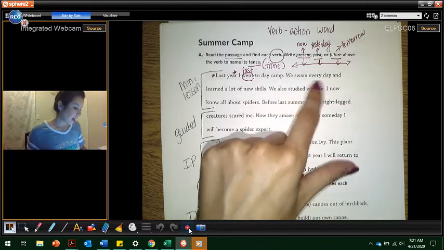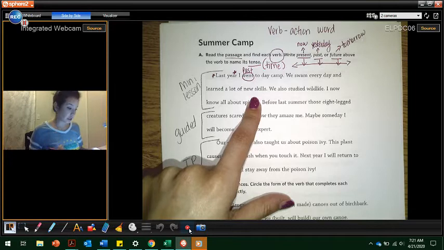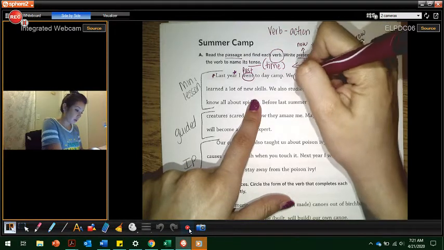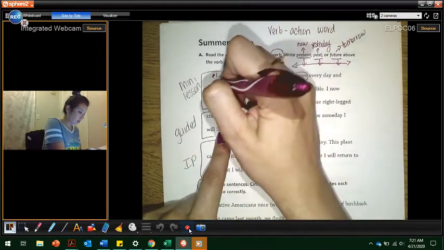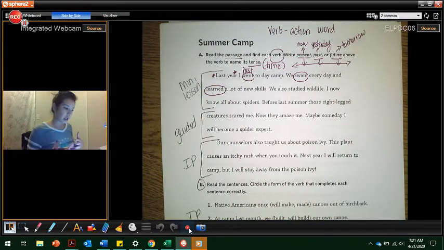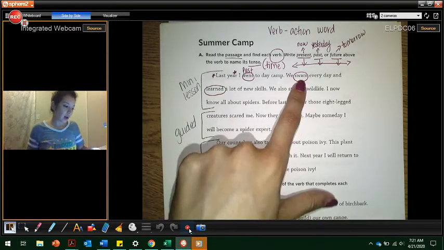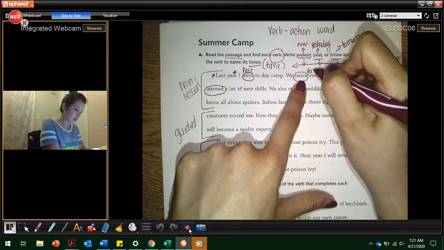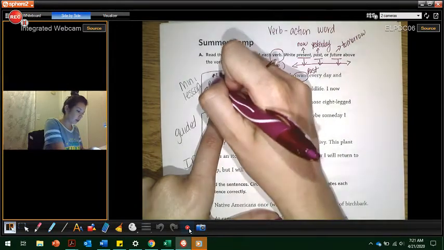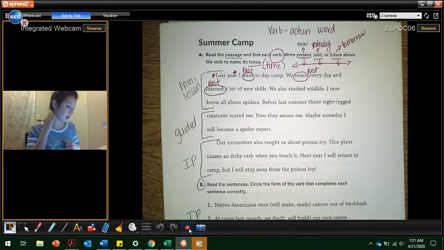We swam every day and learned a lot of new skills. Well, here I see two verbs. Part of swim and part of learn. Those are actions. But I'm noticing that this was last year when they went to camp. Swam is in the past tense. So is learned. They have to agree. If it's talking about the past, it has to stay in the past in this sentence, right? Unless you give keywords that show you're changing it.